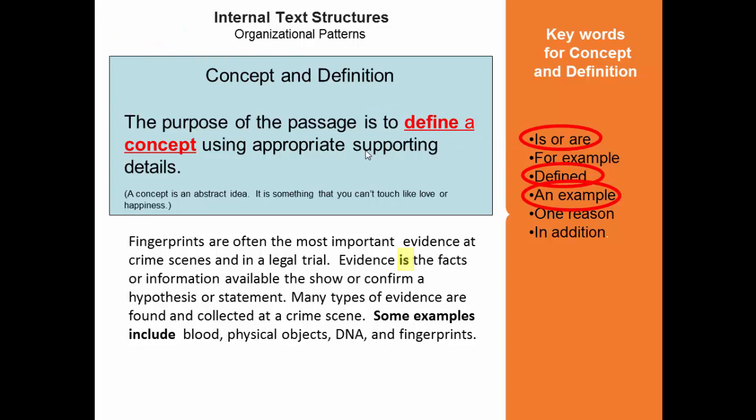And evidence is, and then you have the definition right after it. Evidence is the facts or information available to show or confirm a hypothesis or statement. Then you have some examples. You have blood, physical objects, DNA, and fingerprints.